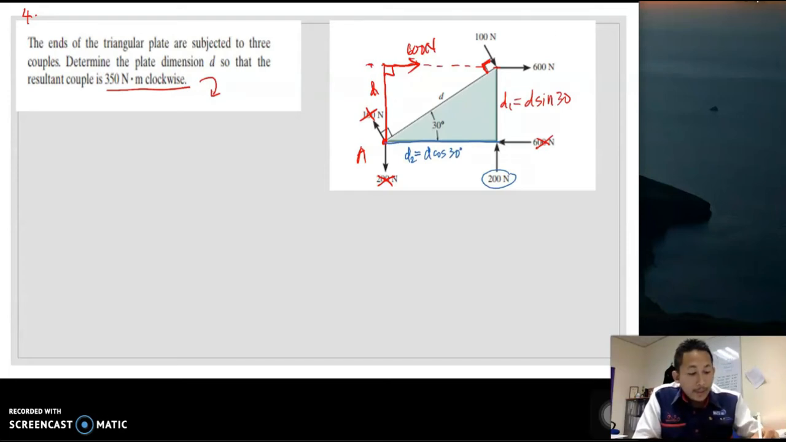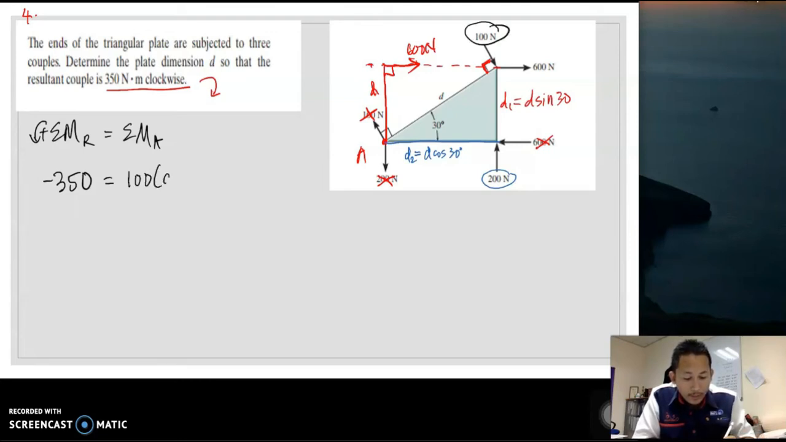So from the question, it is the resultant, so assume the sigma of moment resultant is at A. The resultant at A is 350 Newton meter clockwise, equal to, so we have the first one, 100 Newton times D. This one is clockwise, so it will be negative.